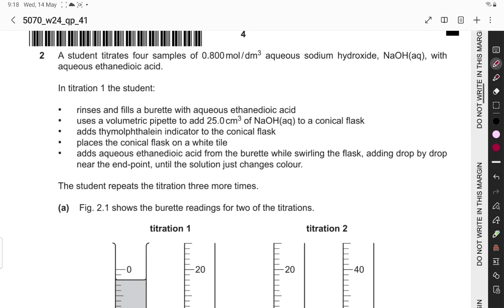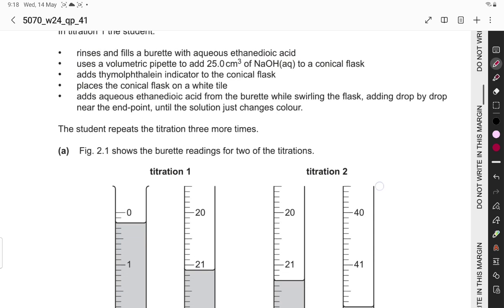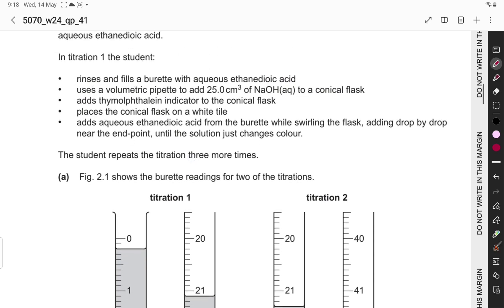Question number 2. A student titrates 4 samples of 0.800 mol/dm³ aqueous sodium hydroxide with aqueous ethanedioic acid. In titration 1, the student rinses and fills the burette with aqueous ethanedioic acid, uses a volumetric pipette to add 25 cm³ of sodium hydroxide to a conical flask, adds thymolphthalein indicator, and places the conical flask on a white tile. Then adds aqueous ethanedioic acid from the burette while swirling the flask, adding drop by drop near the end point until the solution just changes color.